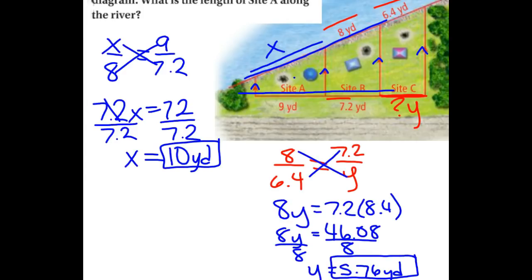Alright, you can check your solution with mine. I got 5.76 yards. And that's everything to do with the side splitter theorem.